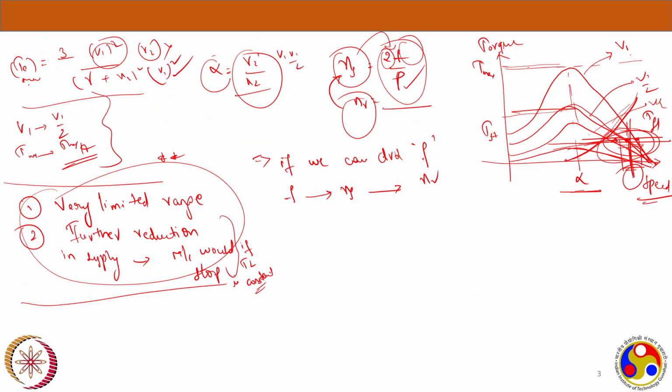Now, how can this be achieved? Because you can't change f, since f is the supply frequency that comes from the grid, 50 hertz here or 60 hertz in other countries, but this is the particular frequency which we need to control. How can we achieve it? Any idea?